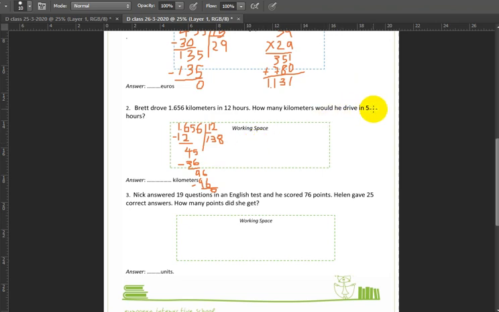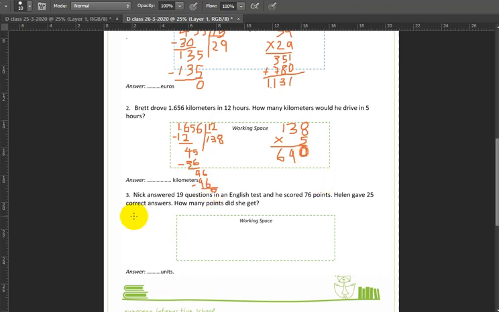So, to find how many he drove in 5 hours, I'm going to do 138 times 5. 5 by 8 makes 40, so I write 0, I carry 4. 5 by 3 makes 15, plus 4 that I carried over makes 19. So I'm going to write 9 and carry 1. 5 by 1 makes 5, and 1 that I carried over makes 6. So my result is 690. This is a 0, remember.